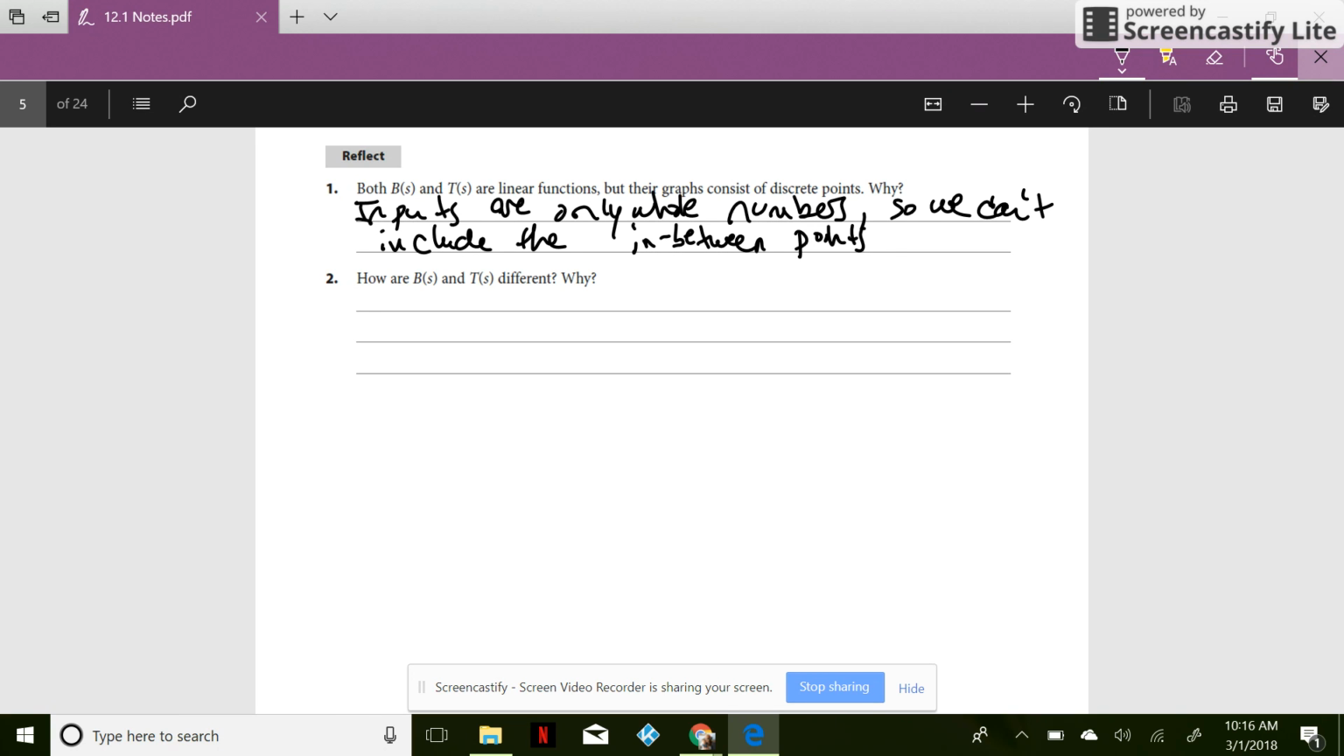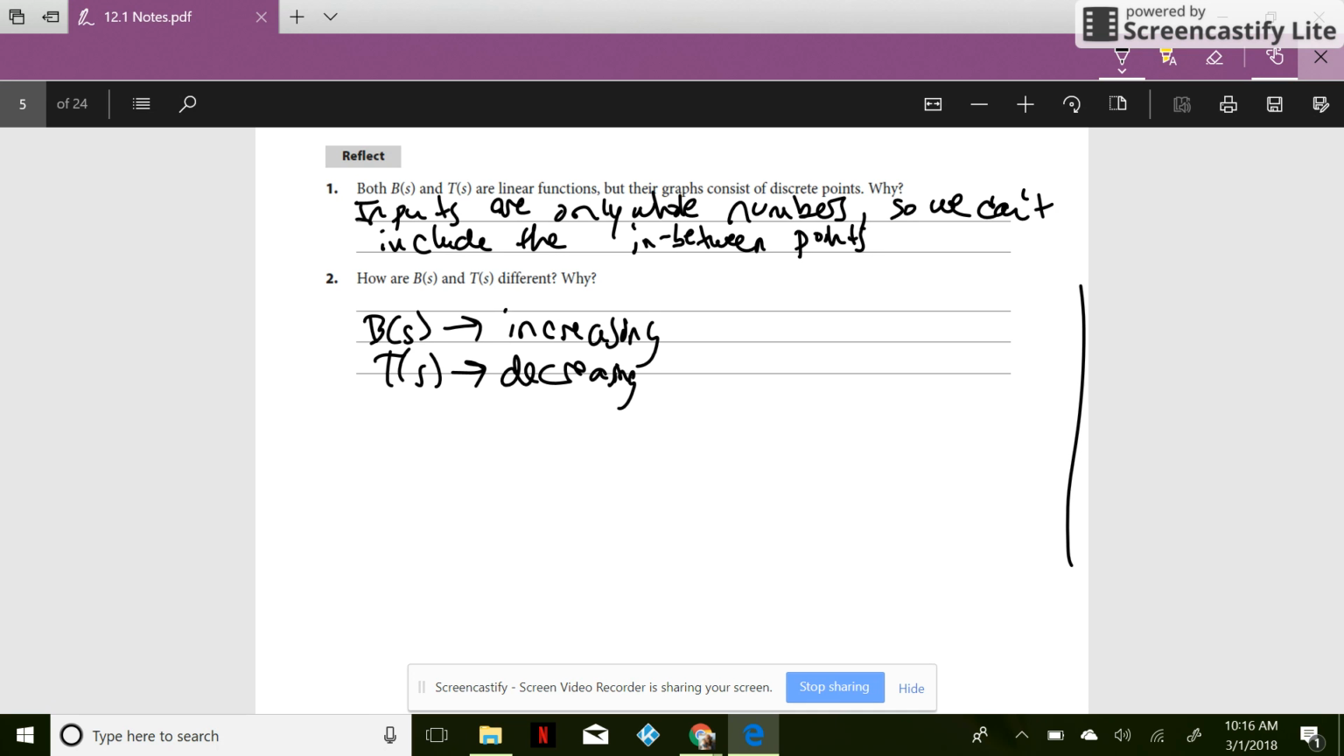So how are BS and TS different? The main difference is that BS is increasing. You're going up the stairs, whereas TS is decreasing, essentially because you're going down the stairs.